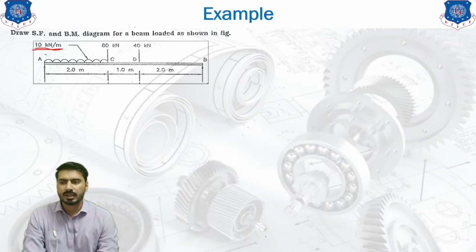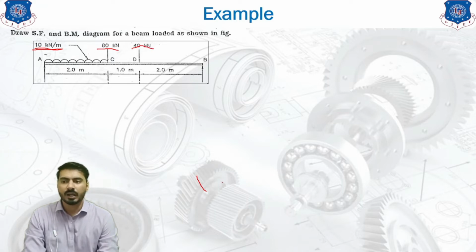So first of all, this load is always acting in the downward direction. Let me assume that point A to point C is subjected to a uniformly distributed load. Now at point C, you will see an 80 kilonewton load acting on the beam. So 80 kilonewton is a point load because it is acting at one point C only. At point D, you will see that there is a 40 kilonewton load acting on the beam.